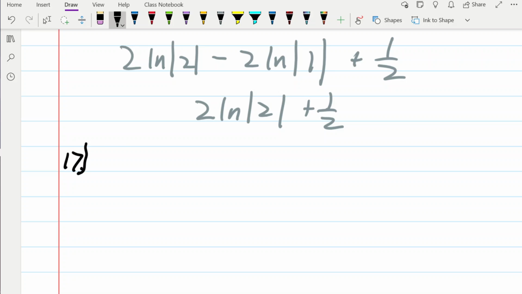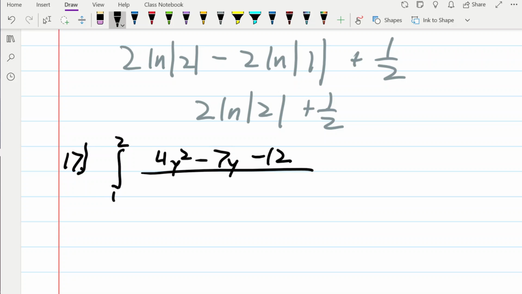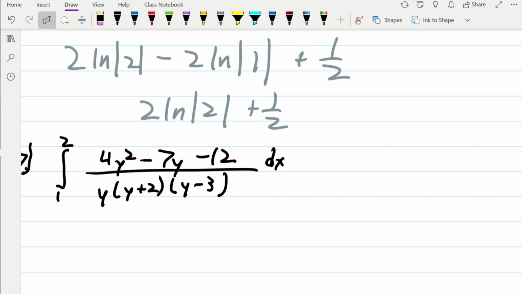So number 17, it'll be the limit from 1 to 2 of 4y squared minus 7y minus 12 over y times y plus 2 times y minus 3. So we know this is going to be y cubed on the bottom, y squared on the top. So we will be all good to set up our partial fraction.